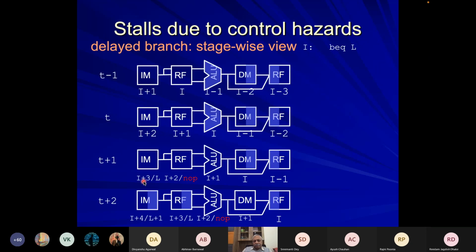Delayed branch will require some reorganization of code, right? Yes, it would require reorganization, and I'll give an illustration of that later. Sir, the prediction of a branch decision, can you give an example? How can code be intelligent and predict a branch decision? Yeah, we are coming to that.